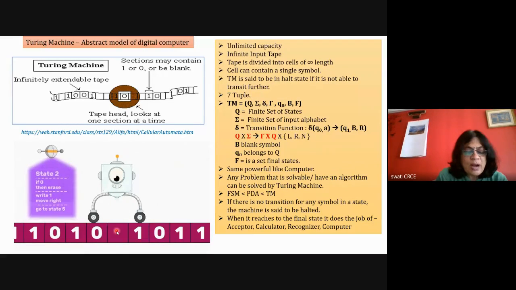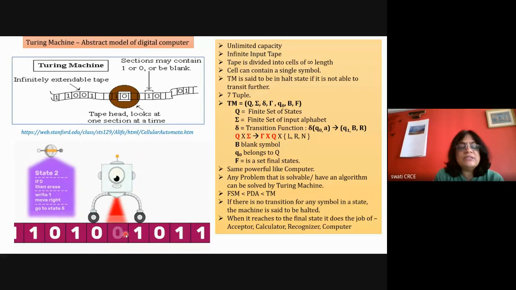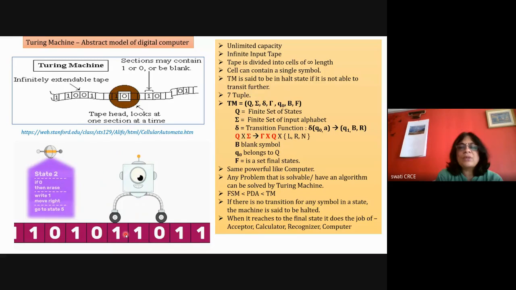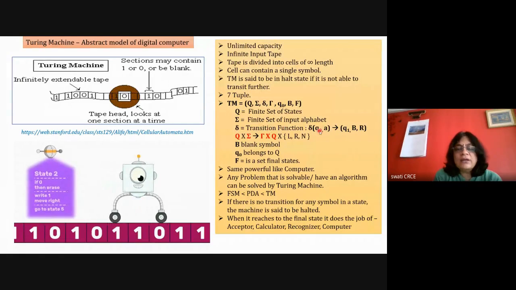My machine is going to replace 0 with x and 1 with y. It will start from here, replace 1 with y, go ahead, replace 0 with x, go ahead, replace 1 with y. Like this, it may change your string from zeros and ones to xy. In that case, x and y are the symbols which can be written onto the input tape by the read write head. That's why your rho contains x comma y.